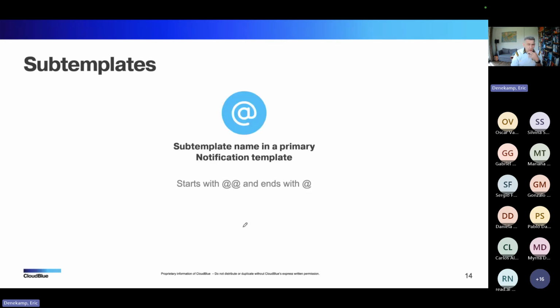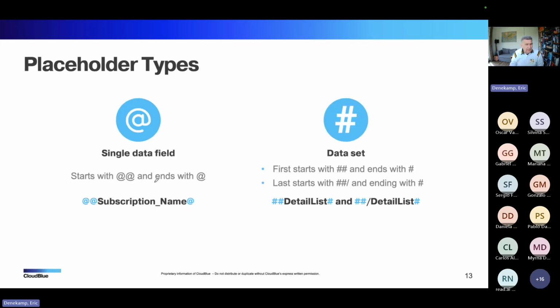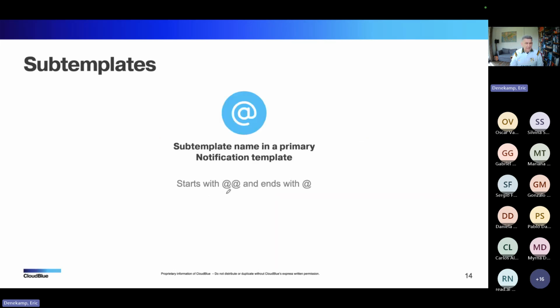So we are also using subtemplates, and subtemplates just look like a single data field placeholder. So they look like at and an at, and the only difference is that there is now a notification template name in between. An example would be the header, for instance, at header at. And you find it in the content or the body of that notification template. I will show all this later in my demonstration.